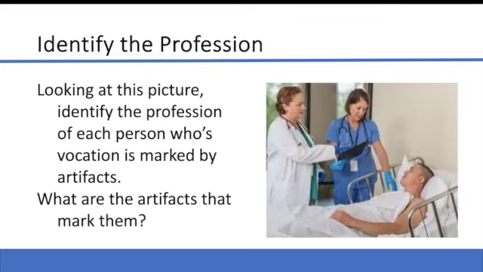Here's some examples of how your artifacts can identify your profession. You can tell by this photo who the doctor is and who the nurse is, right? Because the doctors are the ones that wear the white coats and the nurses wear the scrubs. And then you can, of course, tell who the patient is because they have to wear those kinds of clothes that patients wear, right? Where you just tie them up in the back. So they identify your profession and also when you're a client and so on.